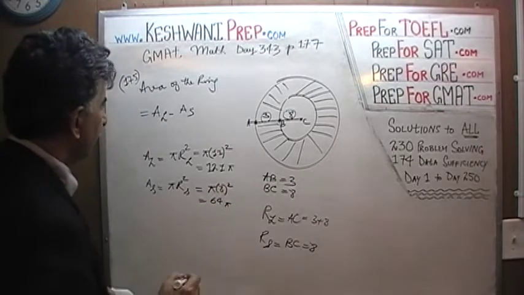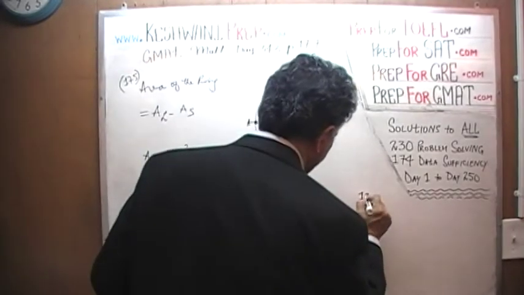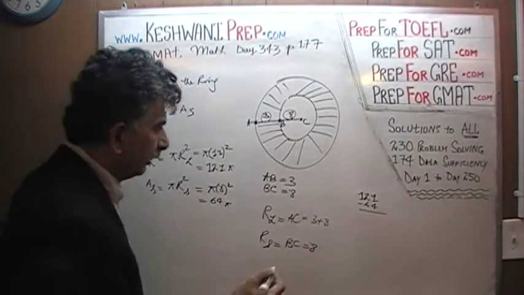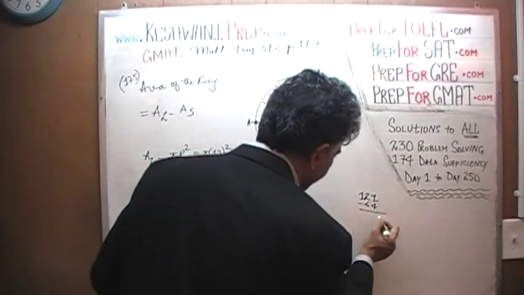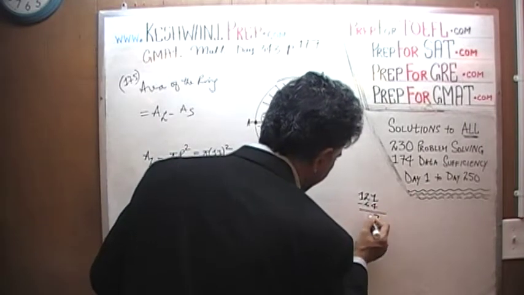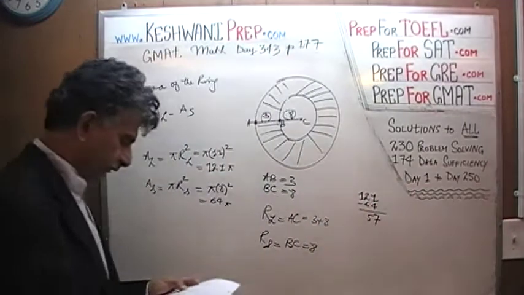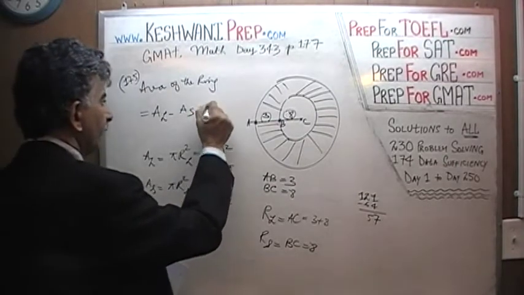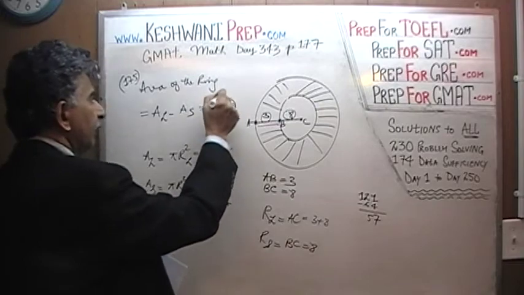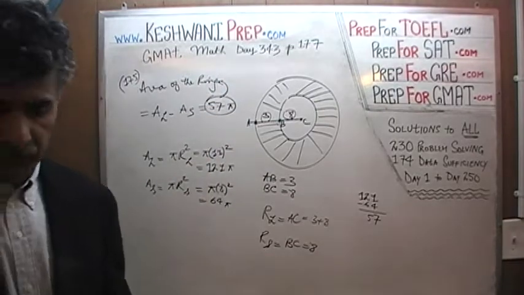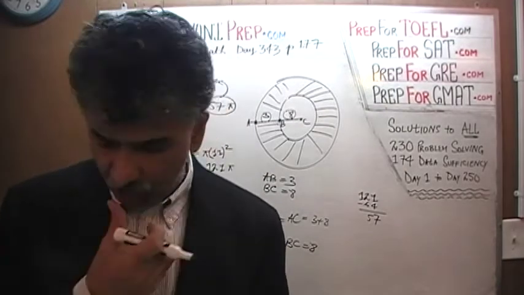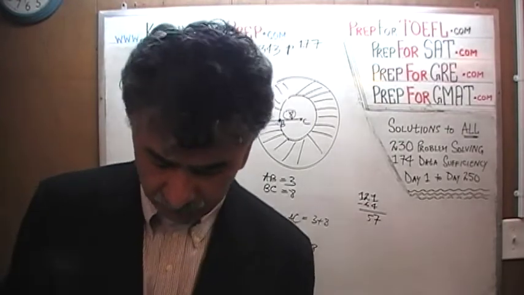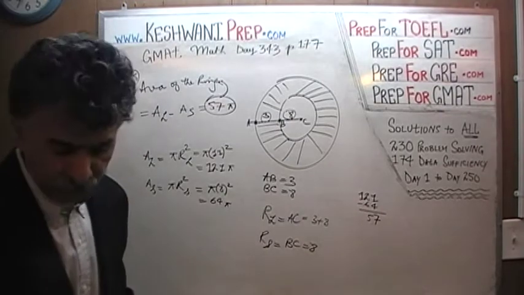We are done. So it's 121 minus 64, and whatever that works out to be. 11 minus 4 is going to be 7, and 11 minus 6 is going to be 5. Looks like 57 pi is the answer. 57 pi is the area of the circular path, or area of the ring as they call it. That was the end of that part. Let's move on then to something more interesting. As I said, that was too simple, that was too childish.